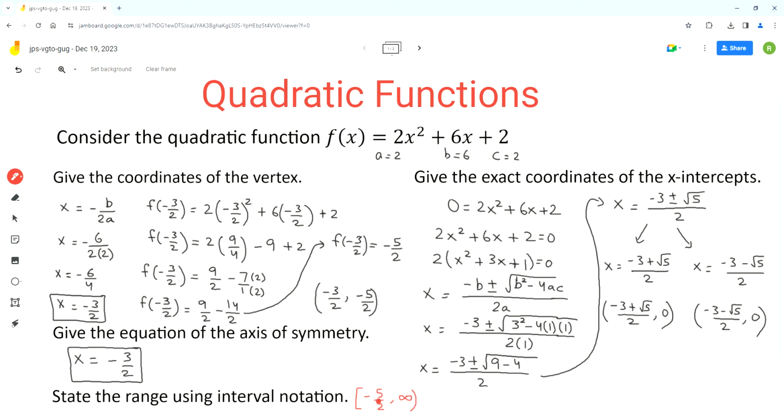Negative 5 over 2 lies on the parabola, so that's why it's included in the range. But for infinity, we always use the parentheses because infinity is not a specific value. So this represents the range using interval notation because the parabola opened upwards. The y coordinate of the vertex represents the minimum value.